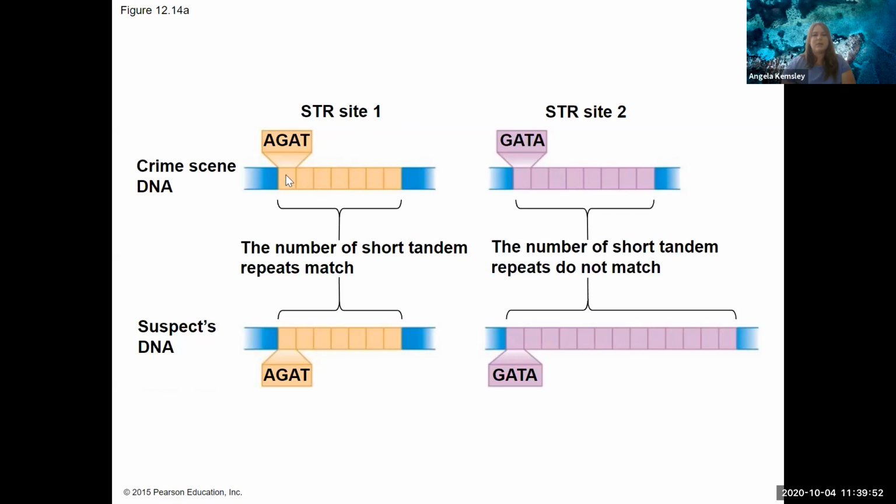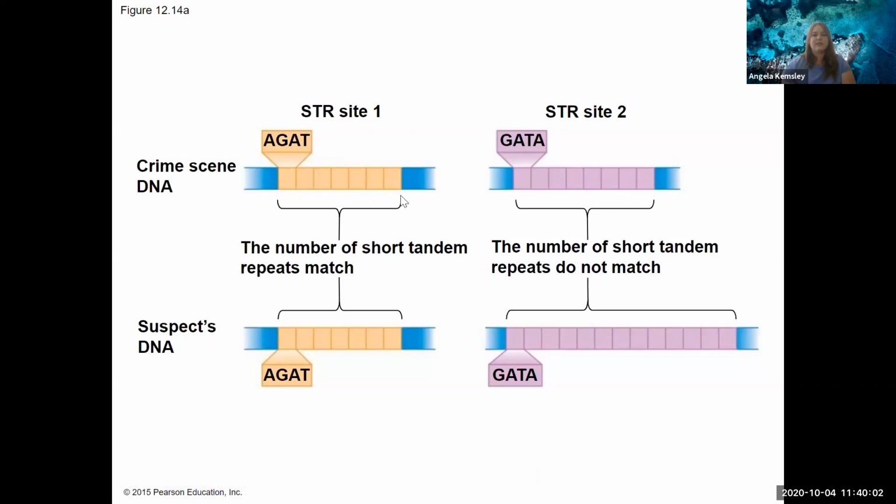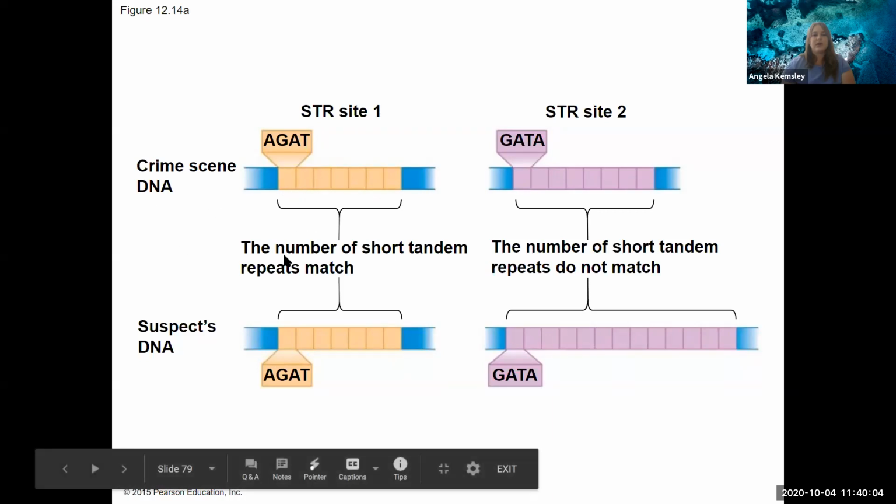So here's site number 1. We're going to start here, and notice we're going to be counting how many of these short tandem repeats match. So in the case of STR site 1, notice that we have the same number at the crime scene as we do in the suspect's DNA. So these are a match.